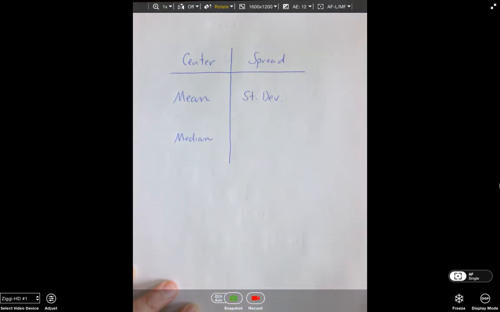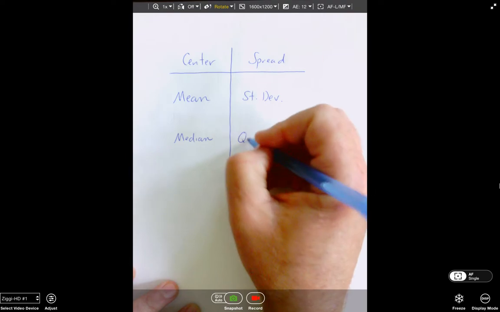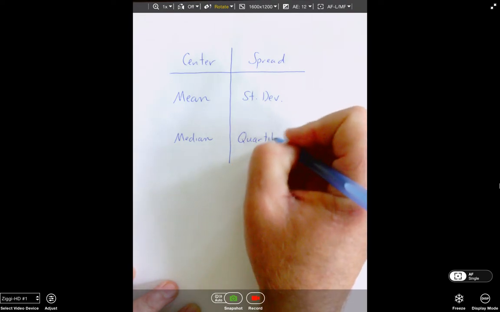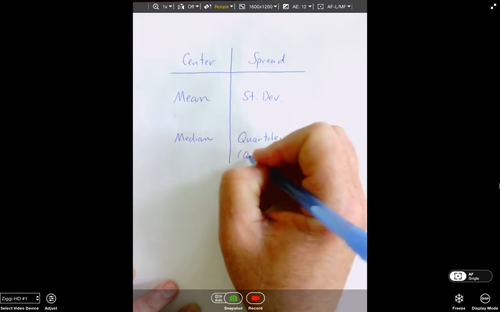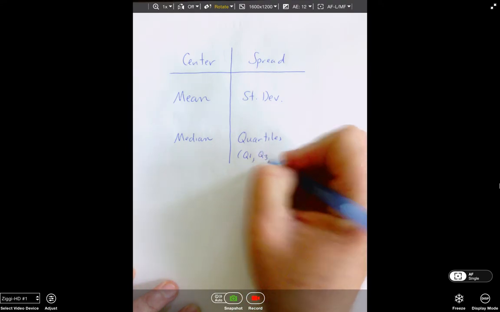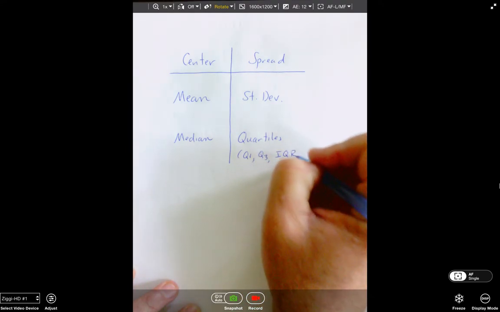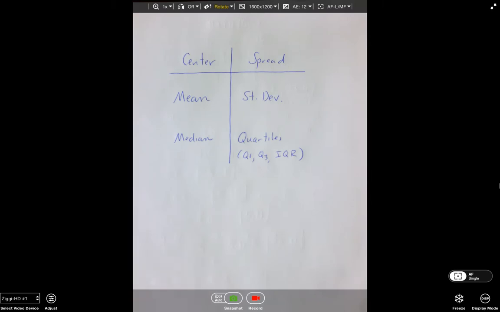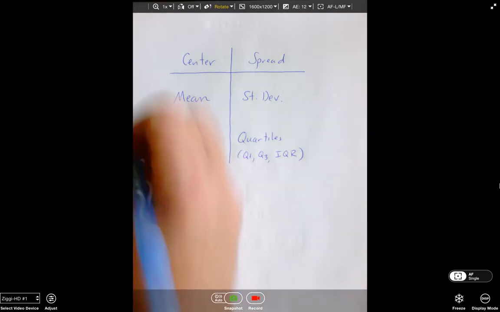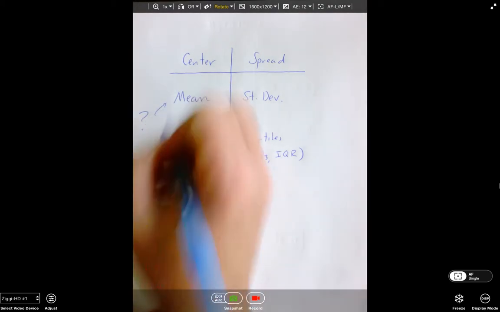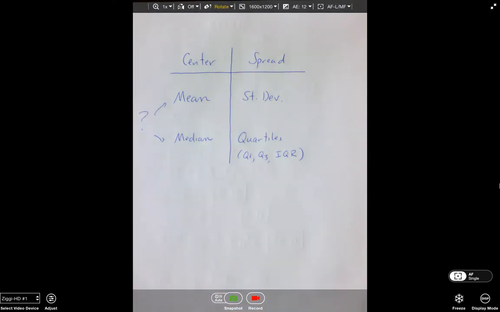If we focus on the median as the measure of center, then quartiles, Q1, Q3, and/or the IQR are going to be the measures of spread that we're going to focus on. Now, the question should be, when do we refer to the mean or the median? Which one? Because, guys, I don't want any confusion here.